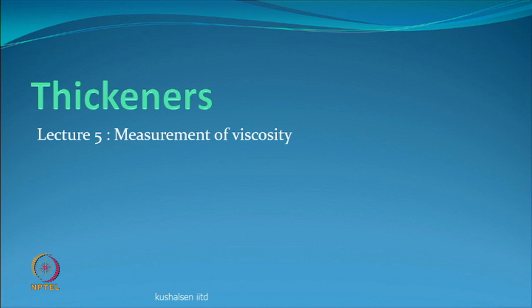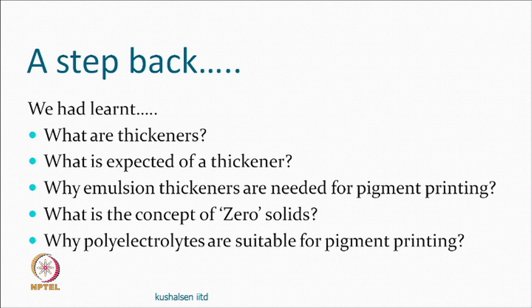So, we continue our lecture series on thickeners and viscosity. In the last time we met, we understood what are thickeners and what is expected of a thickener, why emulsion thickeners are needed for pigment printing, what is the concept of zero solids, and why polyelectrolytes, which in a way are a special type of synthetic thickeners, are also suitable for pigment printing. This is what we learnt.